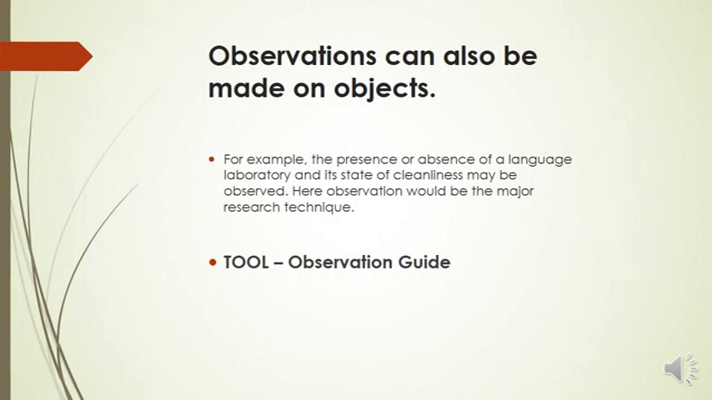Observation can also be made on objects. For example, the presence or absence of a language laboratory and its state of cleanliness may be observed. Here, the observation would be the major research technique, because what is important for the researcher is to observe the condition, especially of an object, in this case a language laboratory. That is the technique, but the tool is the observation guide, the one that the researcher will create to have at hand in order to collect the data.